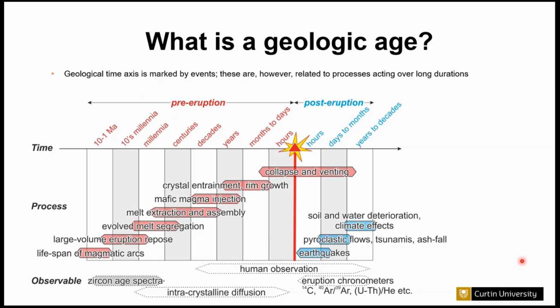And I already mentioned we can look at crystals themselves and look at intracrystalline zonation, for example, and the diffusion. That will tell us something about processes that happen on timescales of hundreds to thousands of years. But then if we want to go further back in time, this is where zircon U-Th spectroscopy comes in. We actually need these geological methods.